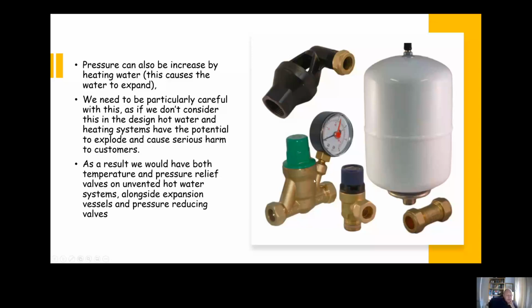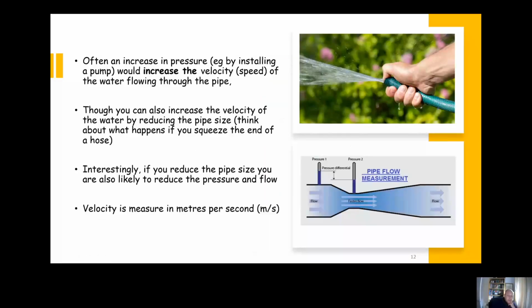So that's part of the reason why we need to take a lot of precautions with hot water and heating systems, particularly unvented hot water and heating systems, to make sure that we prevent that from happening. And partly what we do, we put in expansion vessels, we put in pressure reducing valves, pressure relief valves, etc., to keep the system safe, keep the people safe.